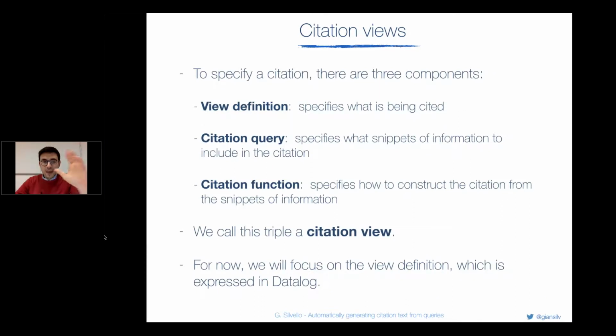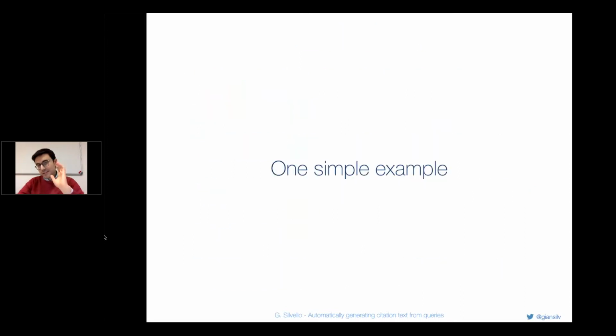So to specify a citation, we have three components: the view definition, the citation query, and the citation function. The same as for the RDF system. The citation query retrieves the information relevant to create the citation, and the citation function formats the information we retrieved with the query and creates the citation. This is basically a triple, and we call it a citation view. All the queries and views are expressed in Datalog, but you can imagine them expressed in SQL or whatever. It doesn't change anything. So let's see one simple example.